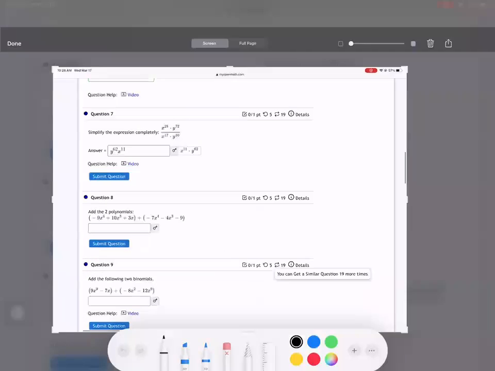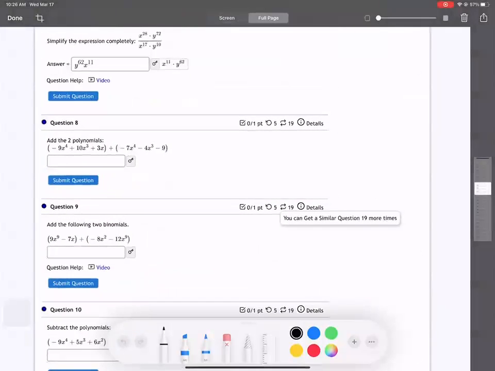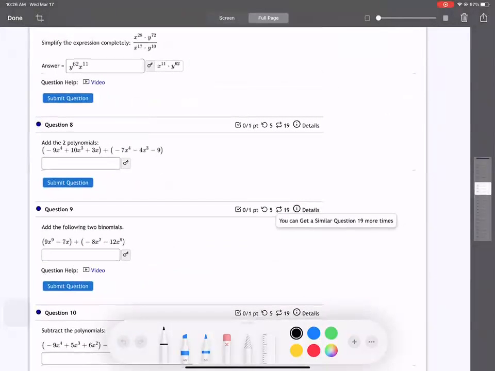Okay, that was just us adding exponents. Let's continue with this problem. Question number 8 is just adding polynomials. Let's just add like terms together.